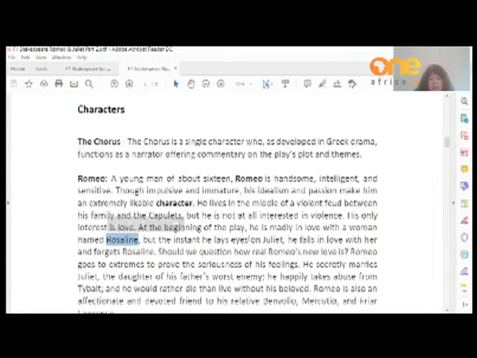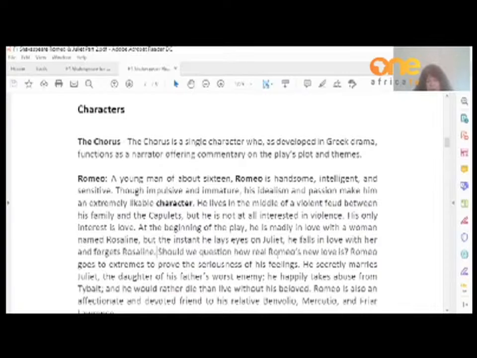But the minute he lays eyes on Juliet, he falls straight in love with her and forgets Rosaline. Of course, the thing is, Rosaline has vowed never ever to marry, and she's going to become a nun, so it's a bit of a lost case, lost cause. Okay, so that's how Romeo falls in love with Juliet. The minute they see each other, they were goners.